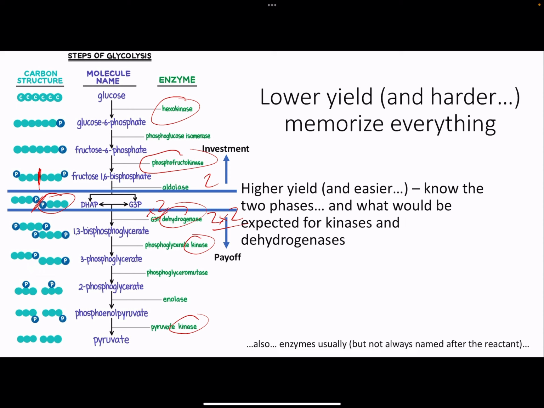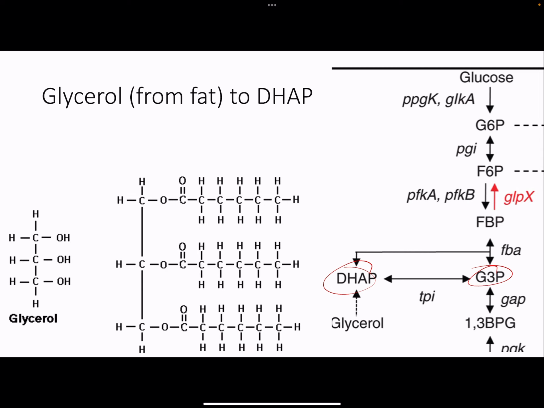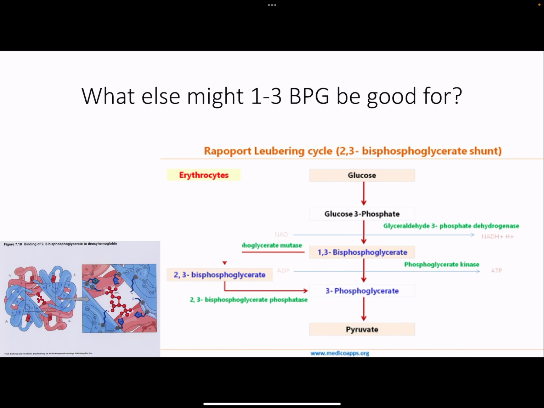You can also kind of reason your way around what the enzymes are because they're often but not always named after the reactants. It's a loose rule of thumb. Glycerol can enter into glycolysis, can become DHAP, dihydroxyacetone phosphate, which can become G3P. Definitely, you should be familiar with the structure of glycerol. So this is our glycerol, and then this is our fatty acid. And we have 3 of them, so the whole thing is a triacylglycerol, triglyceride.